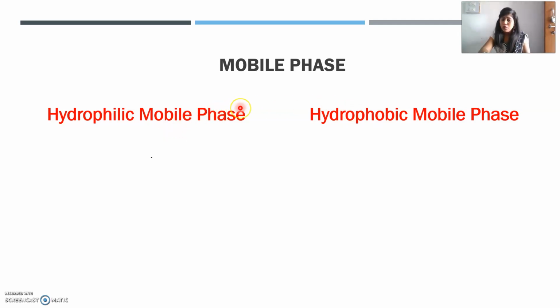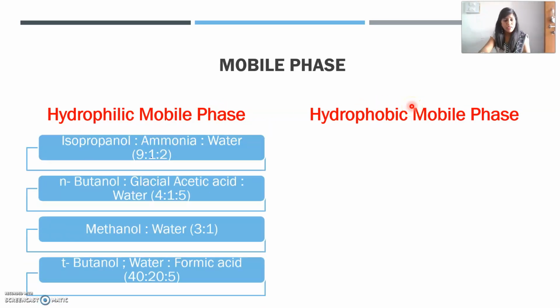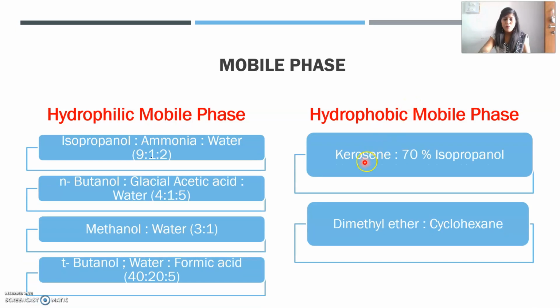There are different types of mobile phase that can be utilized, that is hydrophilic mobile phase and hydrophobic mobile phase. In both cases, there are different kinds of solvents, in a combination or a single solvent, and either an isocratic or gradient mobile phase can be utilized. Hydrophobic mobile phase means kerosene with 70% isopropanol can be utilized. Dimethyl ether with cyclohexane in the ratio of 1:1 can be utilized.